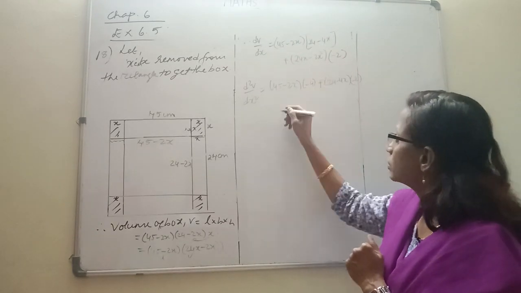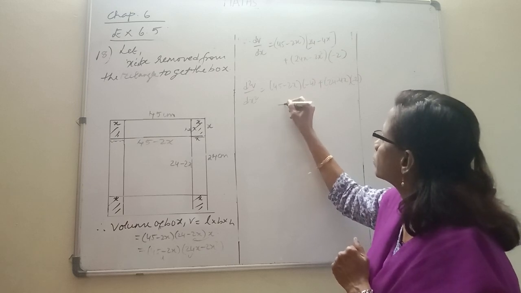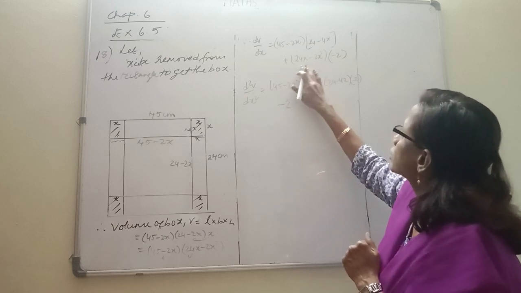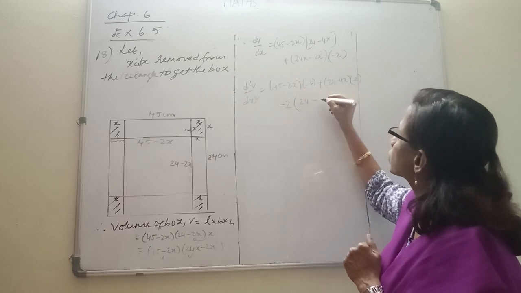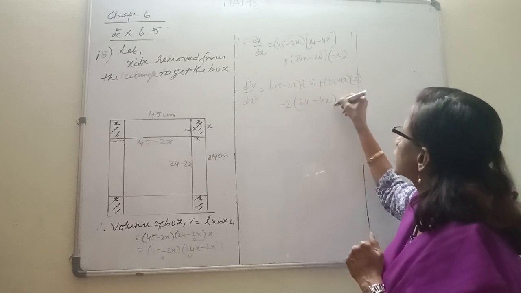Now let's go over here. Negative 2 you can take common. Take the derivative of these two: the derivative of 24x is 24, and the derivative of 2x squared is 4x.